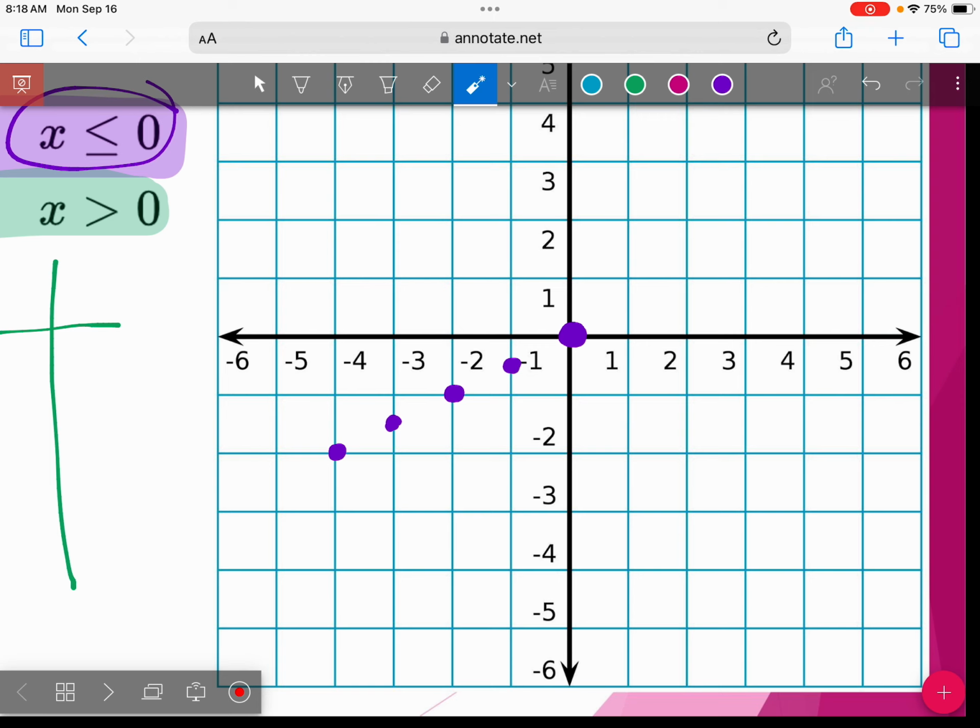So connect them up using a ruler. There's rulers out on the table. Nope, I'm supposed to use a pen. Could I keep going to the right? No, because my x's need to be less than or equal to 0. So we're only having the one arrow on it.